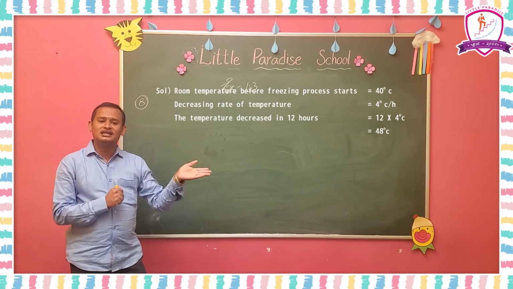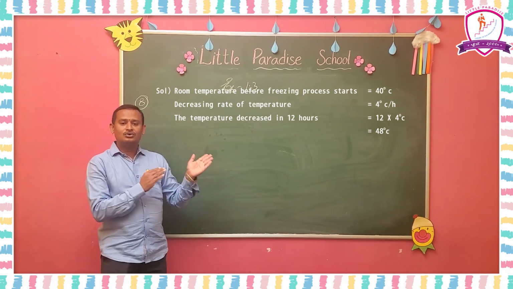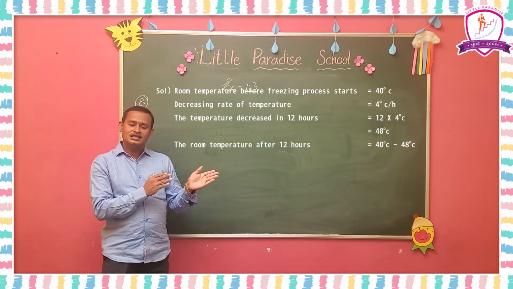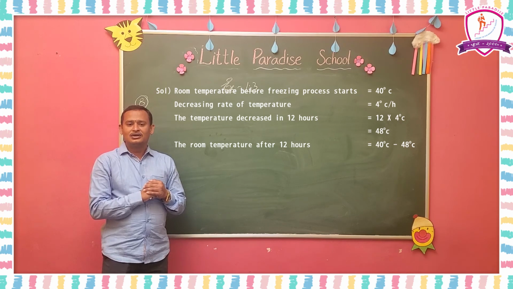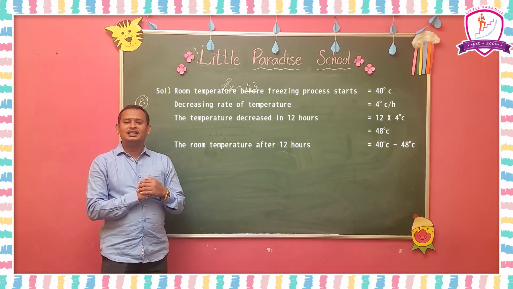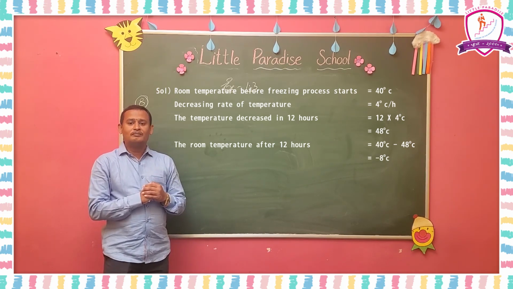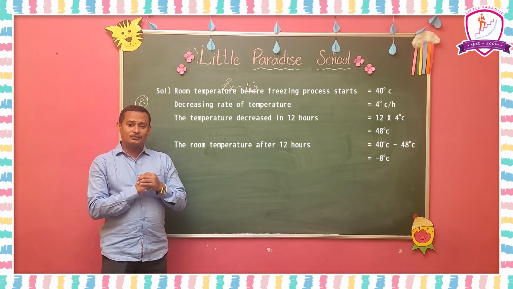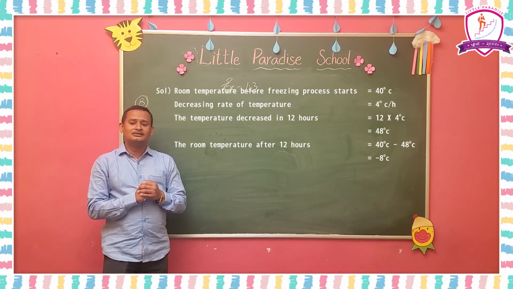Actually the room temperature is 40 degrees. The room temperature after 12 hours is 40 degrees minus 48 degrees. So 40 degrees temperature is already there, and 48 degrees of temperature is decreased by 12 hours. So minus 8 degrees, the temperature of the room after 12 hours, minus 8 degrees it will be there.